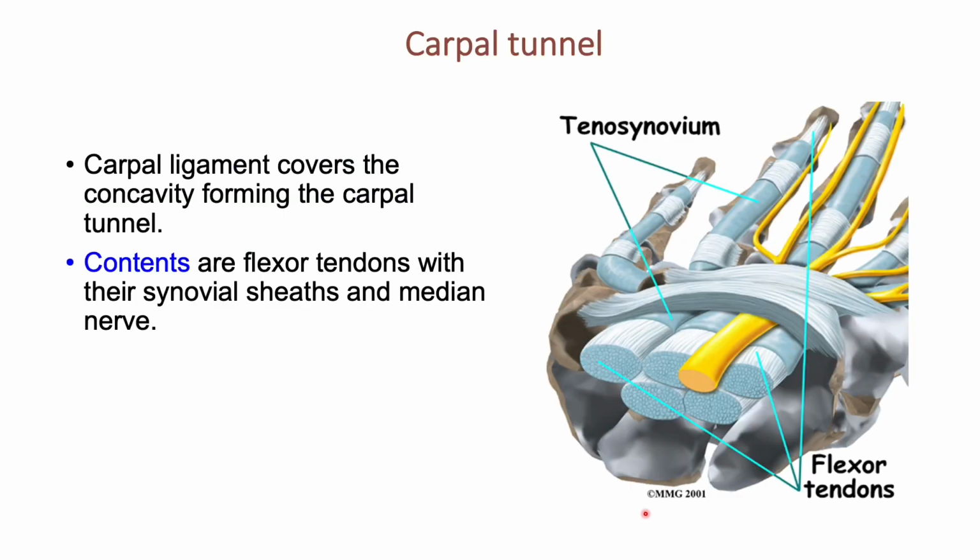So this picture shows the carpal tunnel. Here this is a tunnel. The carpal ligament covers the concavity, forming the carpal tunnel. Here you can see the flexor retinaculum, which is thick connective tissue that holds the tendons extending to the hand, mainly flexor digitorum profundus and flexor digitorum superficialis, which pass through this tunnel. Also the median nerve passes through this. So the contents are flexor tendons with their synovial sheaths and the median nerve. These are the contents of the carpal tunnel.